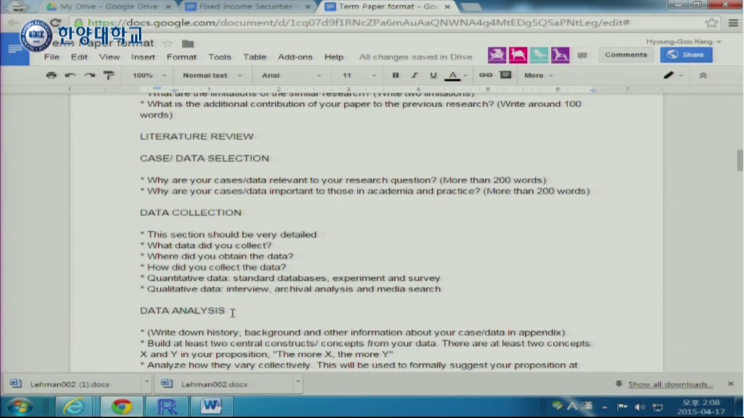Yeah, any question? I'm confused about theory-driven and phenomenon-driven. Could you explain those with the examples?